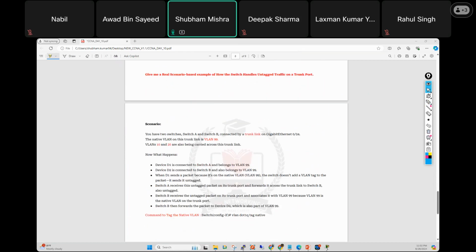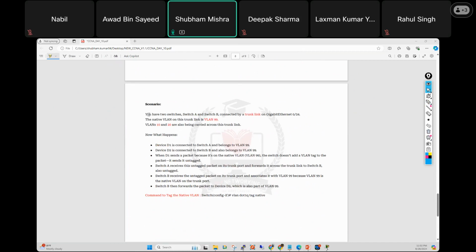I mention here, guys, one scenario. You have two switches, switch A and switch B, connected by a trunk link on this interface. The native VLAN is, for example, 99. Let me draw the topology. Switch number 1, switch number 2, and both are connected with the trunk, and the native VLAN is 99.